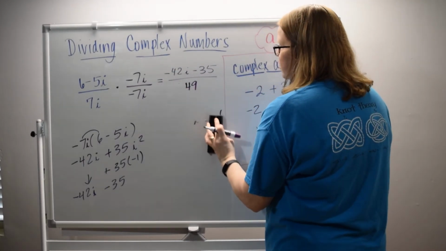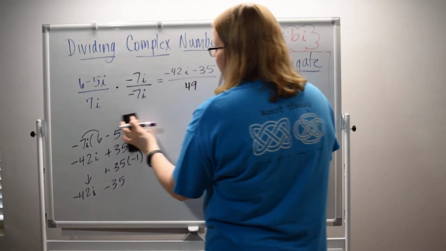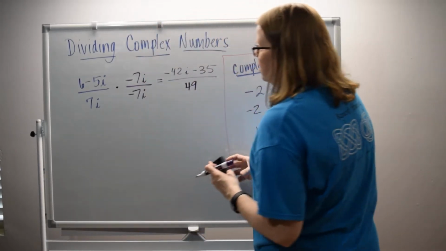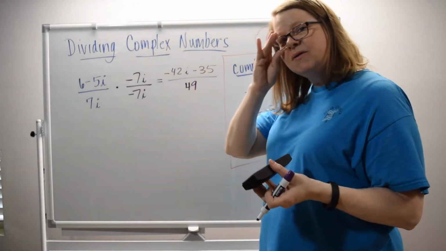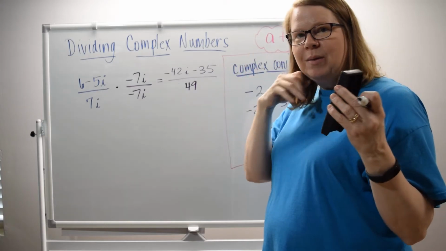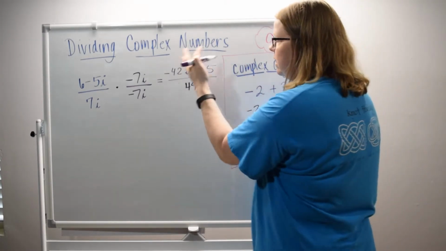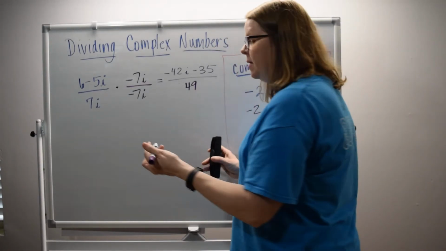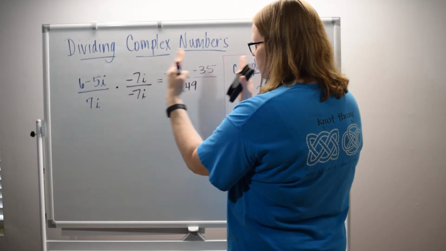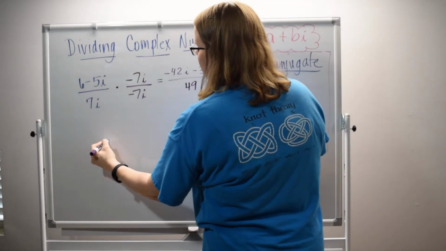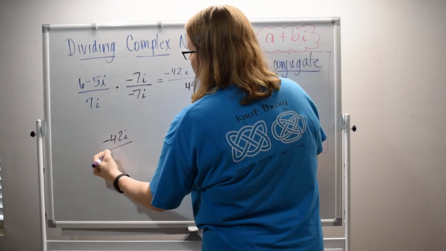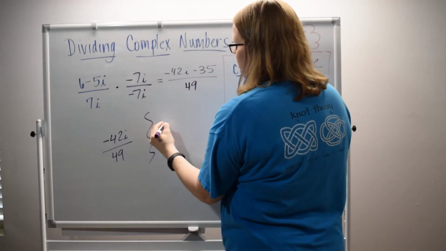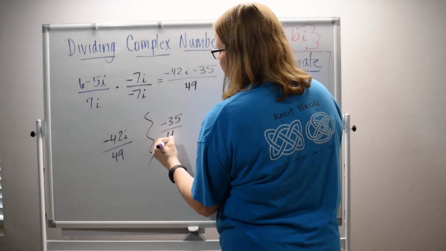All right, so now let's look at the fractions, because we're close. We've done the multiplying. Now we just have to simplify or clean it up. Sometimes your teacher will say clean up the fraction. And I find that cleaning up the fraction can sometimes be the hardest part. So what I'm going to do is separate this. I'm going to split it up, and I'm going to put the first part, negative 42i, over the 49. And I'm going to take the second part, negative 35 over 49.